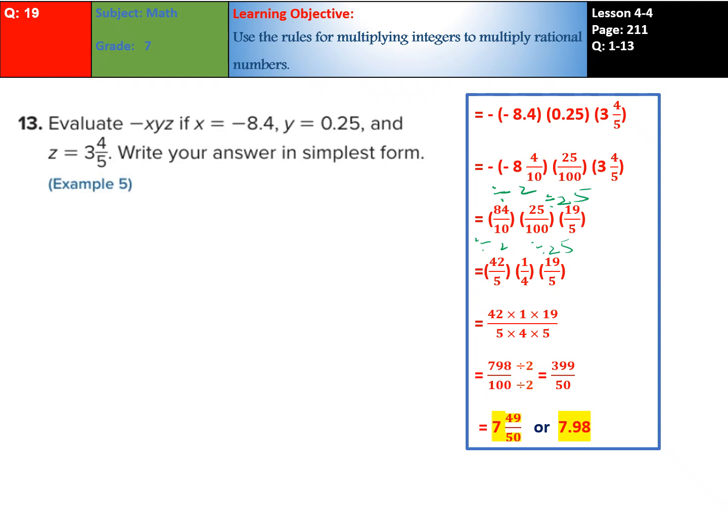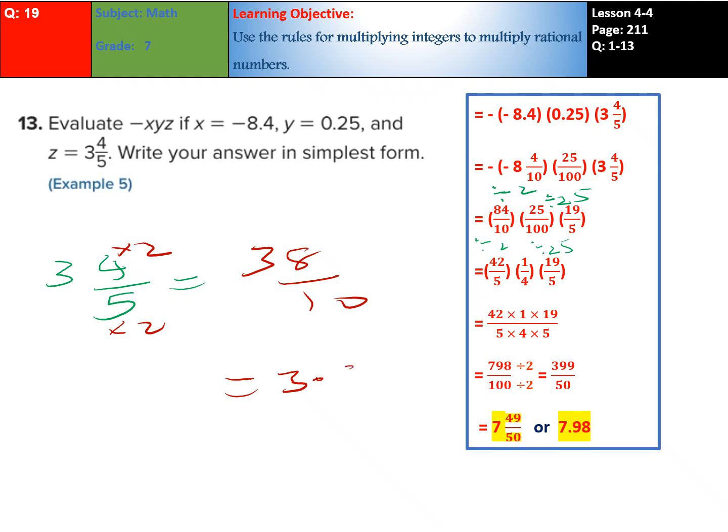Either in this question you can convert this 3 4 over 5 to a decimal. How? Multiply by 2 on top and bottom, it will give you 3 8/10. That is 3.8. So now either you can multiply the decimals, you will get this answer, or you can use this method.